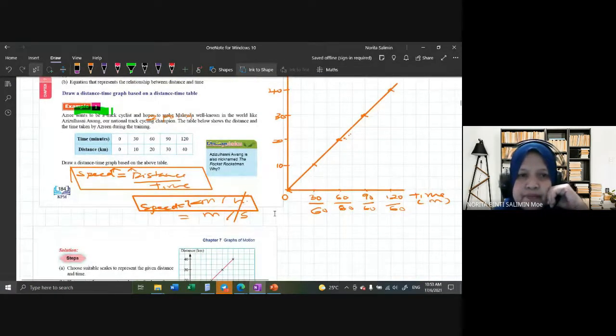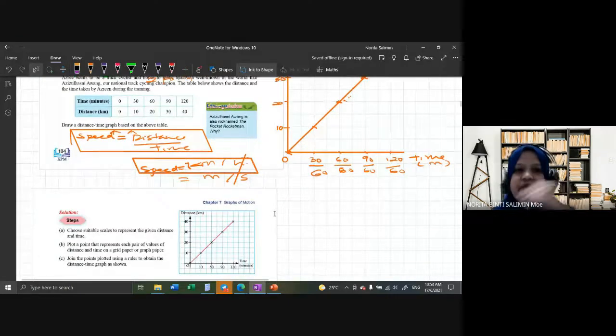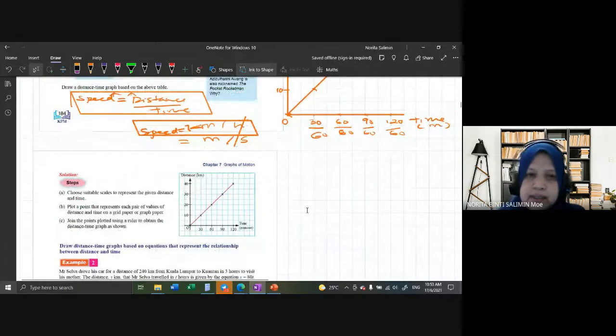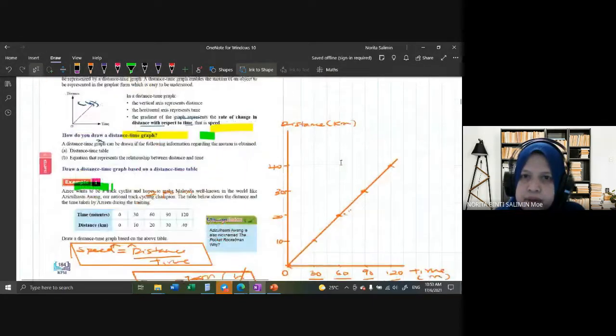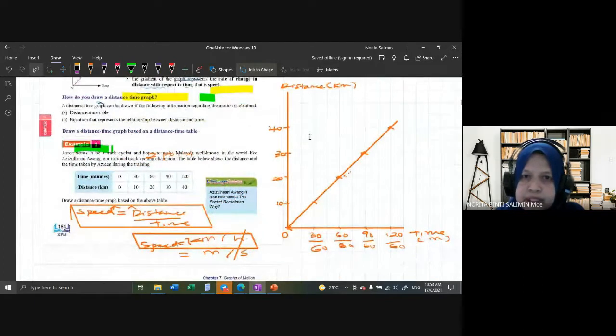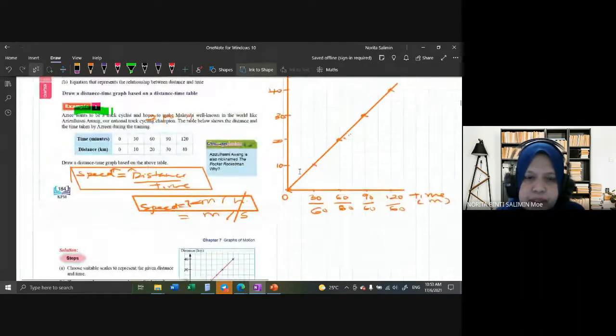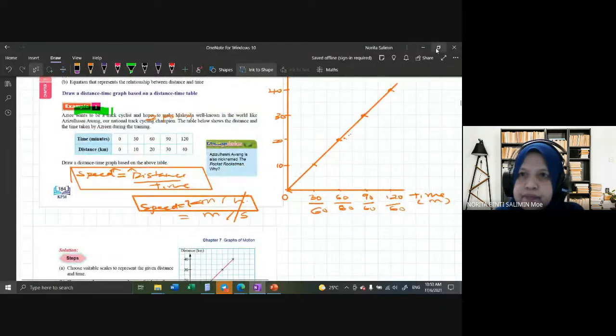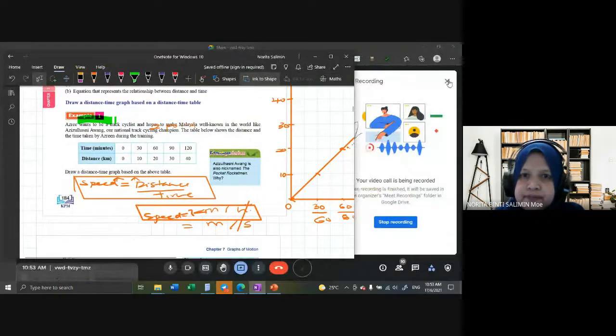Can you understand? Okay, faham. Okay, bagus. This is a solution for this graph, same like teacher built the graph just now. Any question for this?